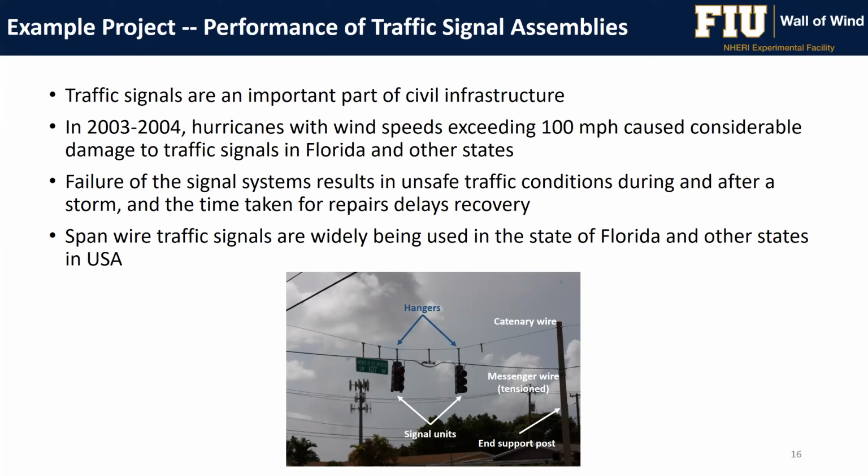One example is a project funded by the Florida Department of Transportation. We wanted to examine the performance of span wire systems, traffic signals. The focus was this component over here, which is what we call the hanger system. This started from observations after real hurricanes, where we had issues with this type of traffic system.